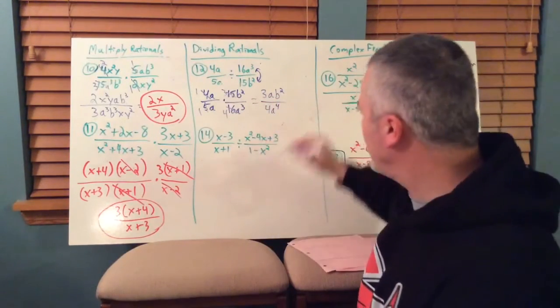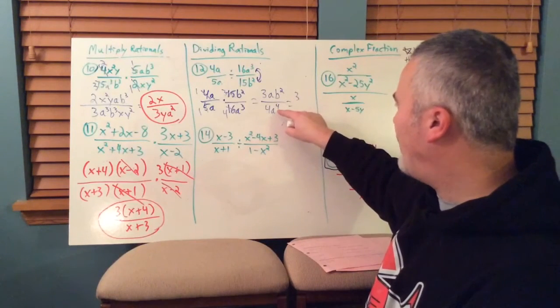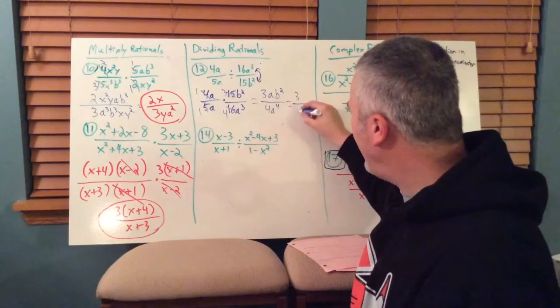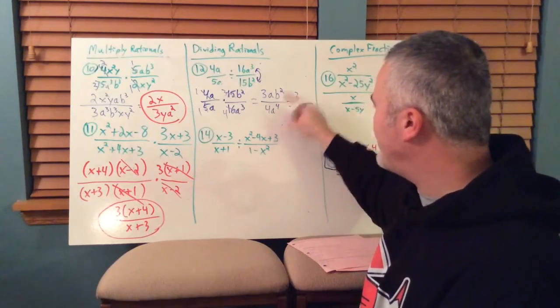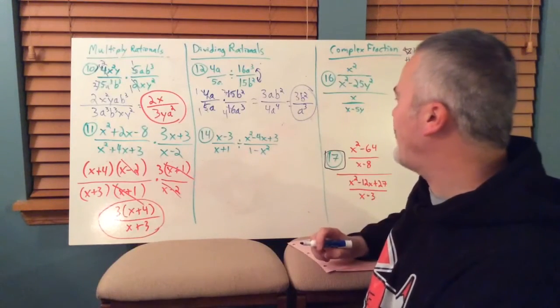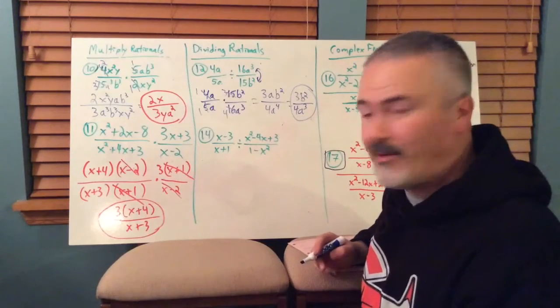So my final answer, because I can do 4 minus 1, which is 3, a to the third. A to the third would be on the bottom because there's more a's there, and the b squared would stay on top. 3b squared over 4a to the third power.